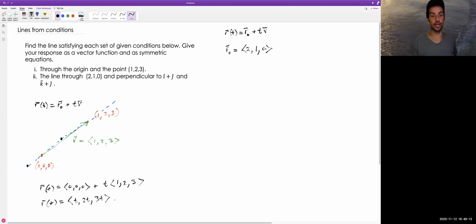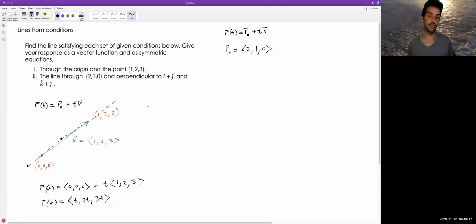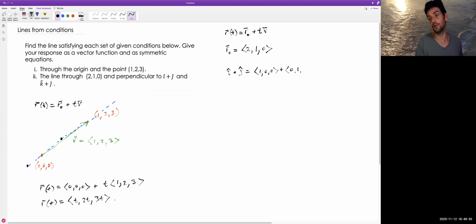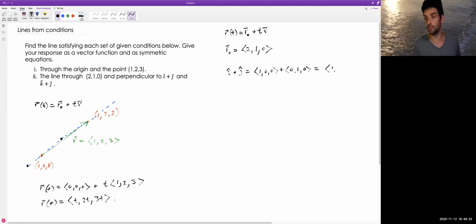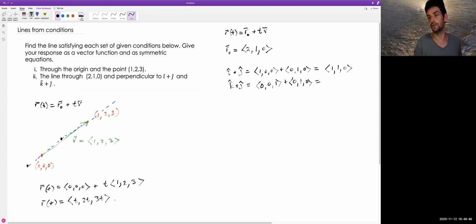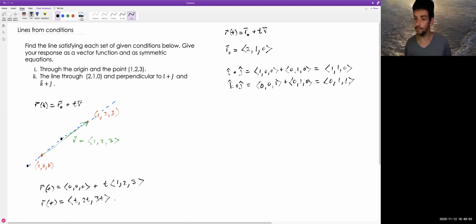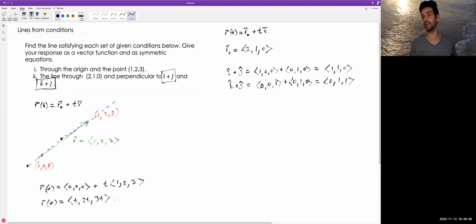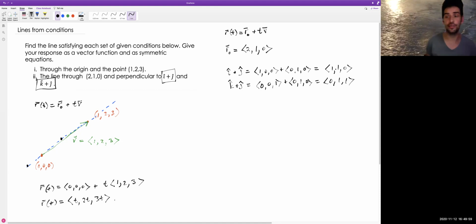The direction is going to come from the second part of this statement, perpendicular to i plus j and k plus j. So let's start by writing out what i plus j are. This is 1, 0, 0 plus 0, 1, 0, or 1, 1, 0. And then k plus j is 0, 0, 1 plus 0, 1, 0, or 0, 1, 1. So this was a vector and this is a vector, but I've written them both in component form, which I think is an easier way to do what comes next.